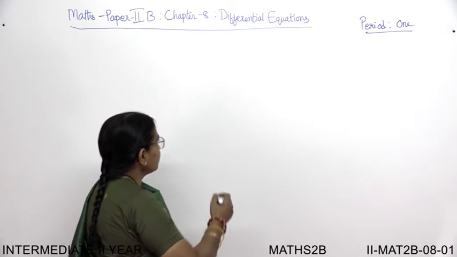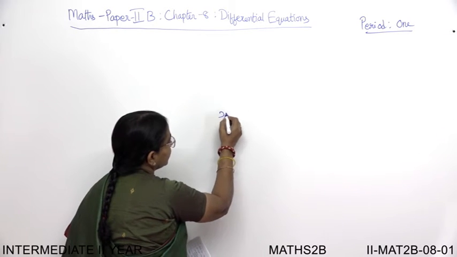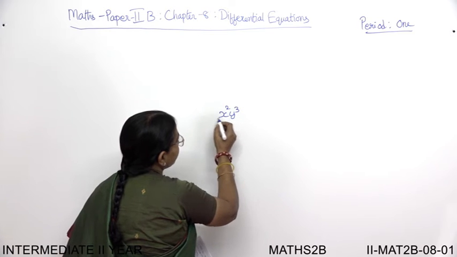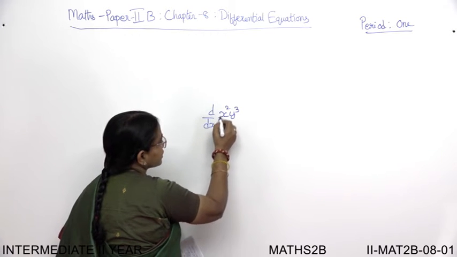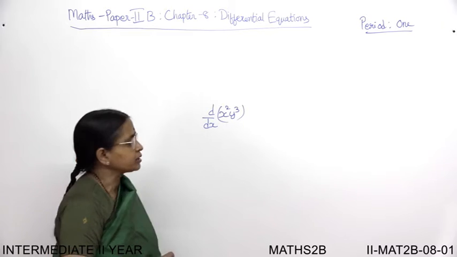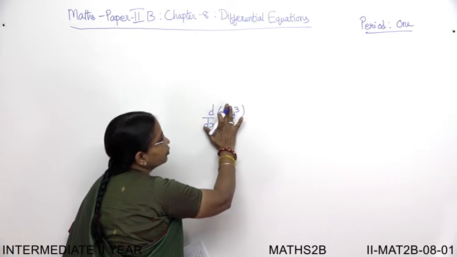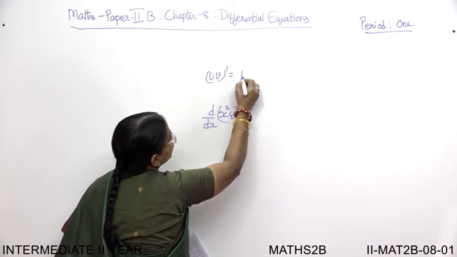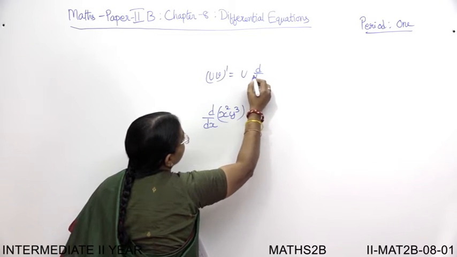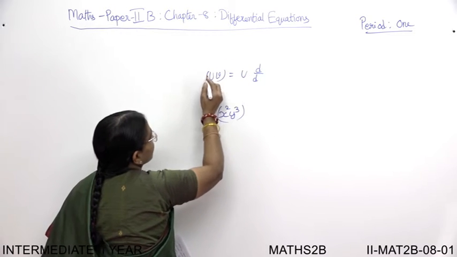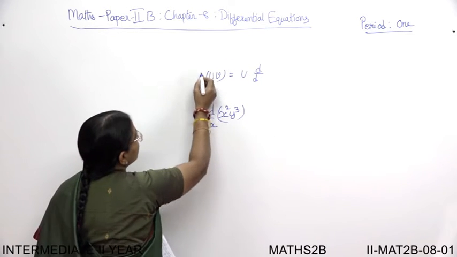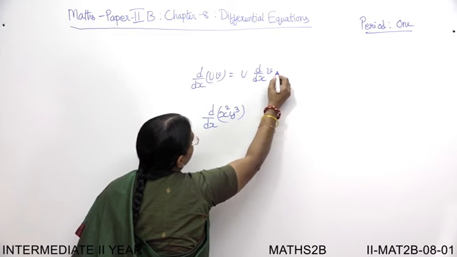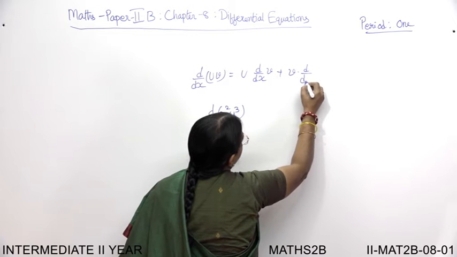Now, suppose that you have an expression like x square y cube. Suppose you have to differentiate this with respect to x. Then how will you do it? This is in the form uv. You know that if u and v are two functions of x, then d by dx of uv is equal to u into the derivative of v plus v into the derivative of u.